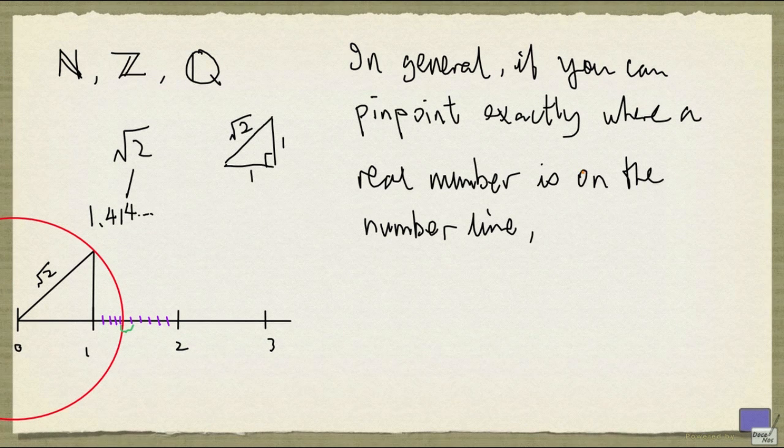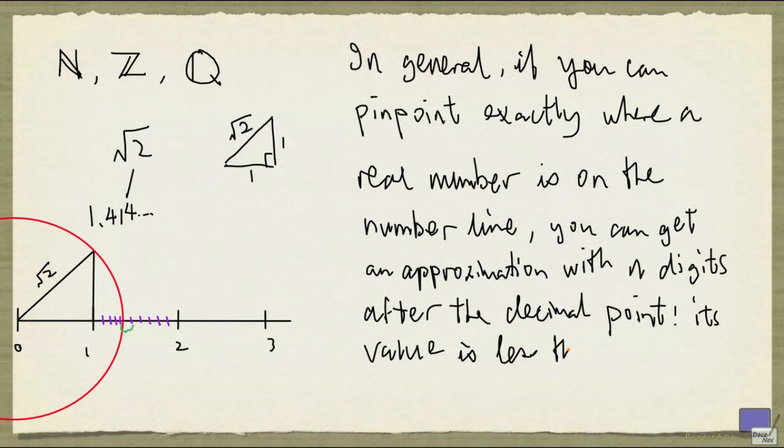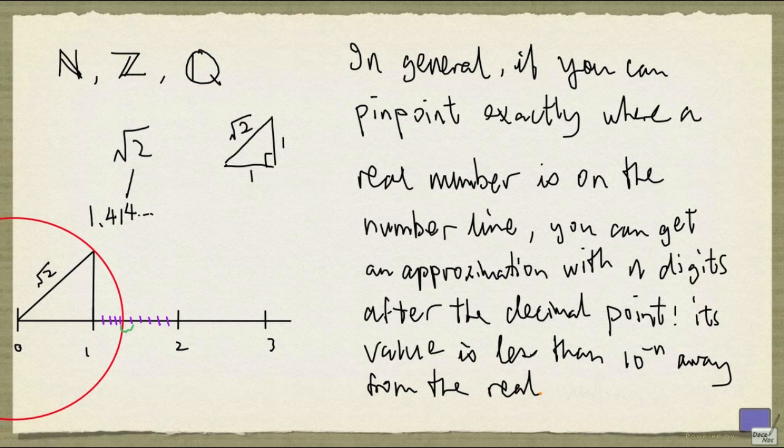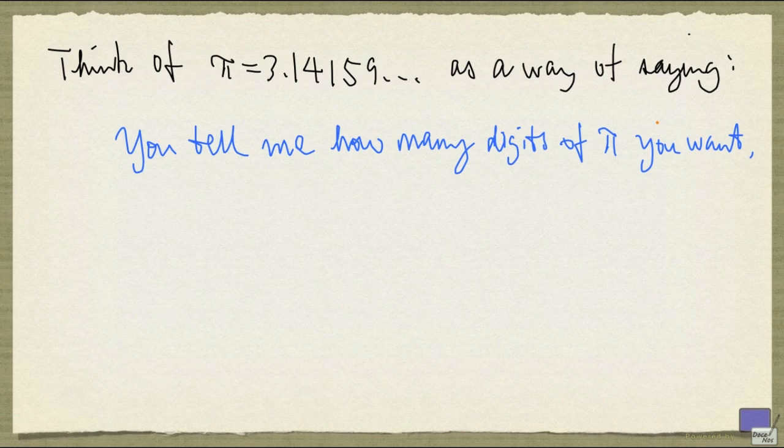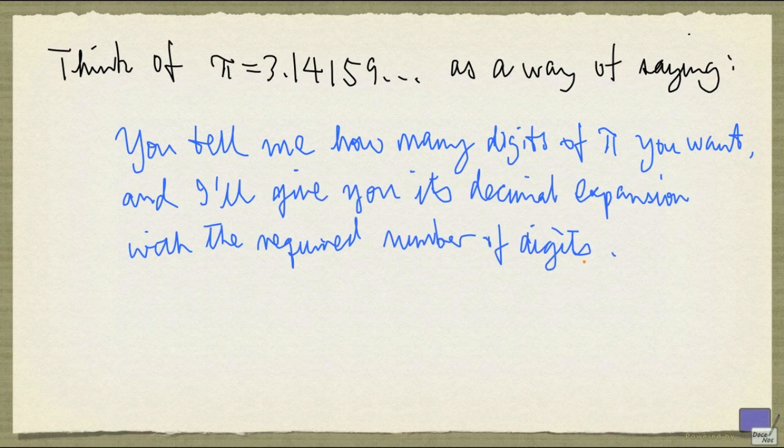In general, if you can pinpoint exactly where a real number is on the number line, you can use this method to get an approximation with n digits after the decimal point, and its value is less than 10 to the minus n away from the real number. The digits that we obtain this way are called the decimal expansion of the number to the nth decimal place. And in practice, computations with real numbers are often done approximately with a fixed precision. But if you are not carrying out actual computations, you can simply think of pi equals 3.14159 as a way of saying this. You tell me how many digits of pi you want, and I'll give you its decimal expansion with the required number of digits.